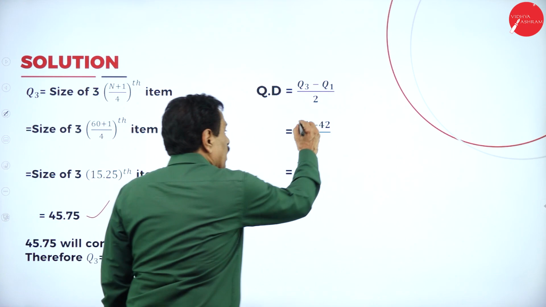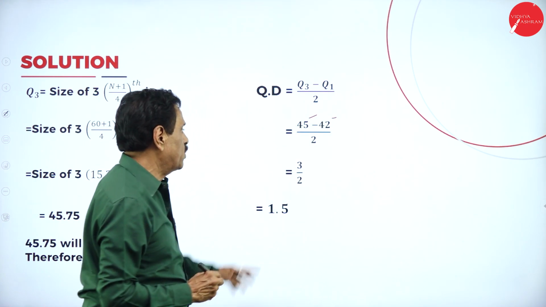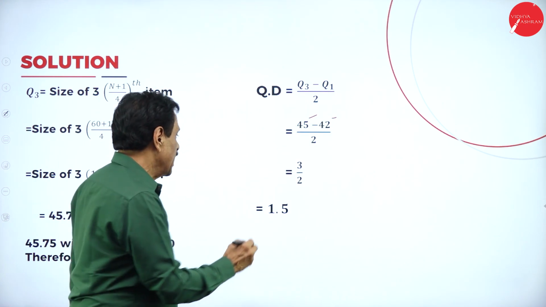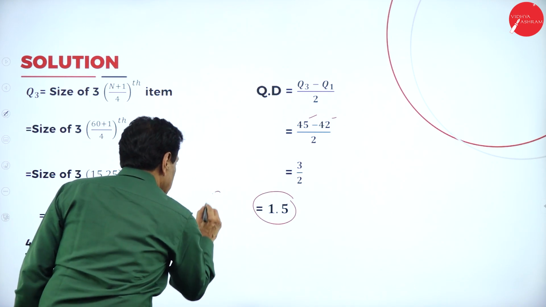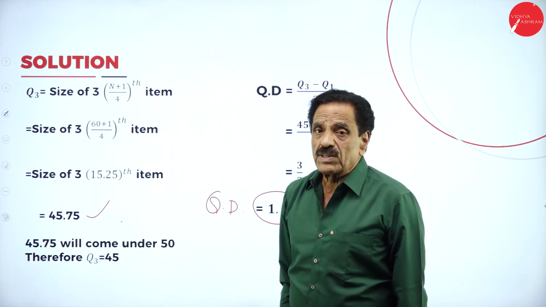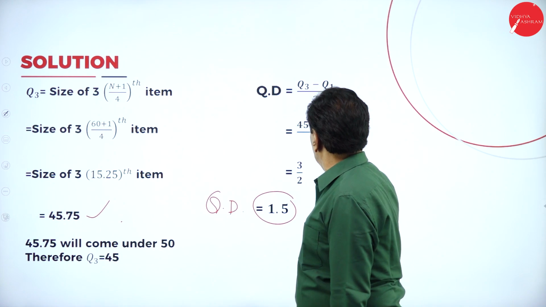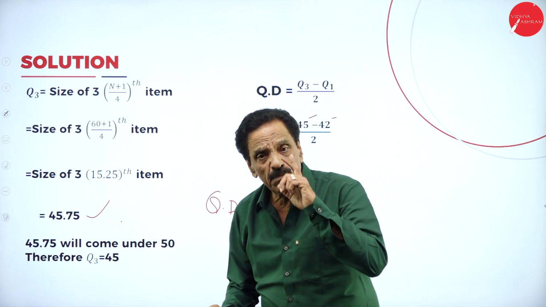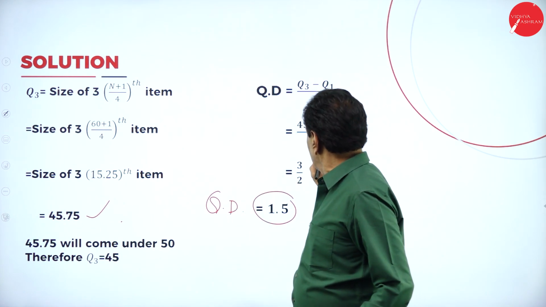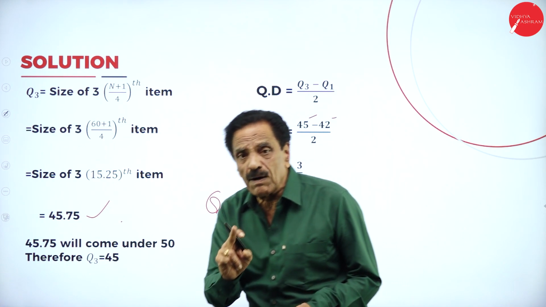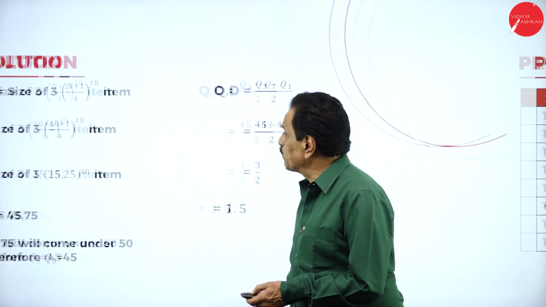What is Q3? 45. Q1 is 42, divided by 2. This difference is 3. The answer 1.5 is your quartile deviation. So what's the formula? Q3 minus Q1 divided by 2. 45 minus 42 divided by 2 will come 3, divided by 2 is 1.5. We'll move on to the next problem.